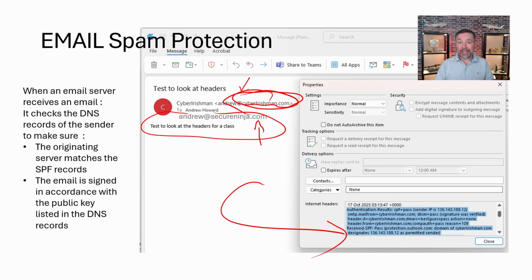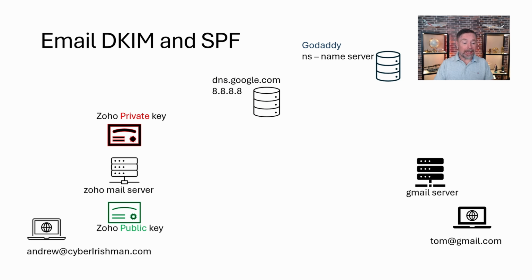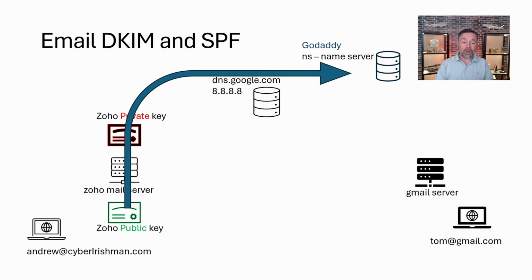So let's see in more detail how it all actually works. I have Andrew at cyberirishman.com and I have the receiver of an email, tom@gmail.com. Now for all this to work, I'm going to have to start and upload my SPF and DKIM details to my server. In this case, GoDaddy is the owner of my domain. So I'm going to go and I'm going to grab Zoho's public key.